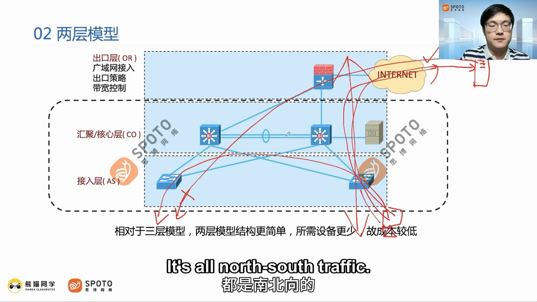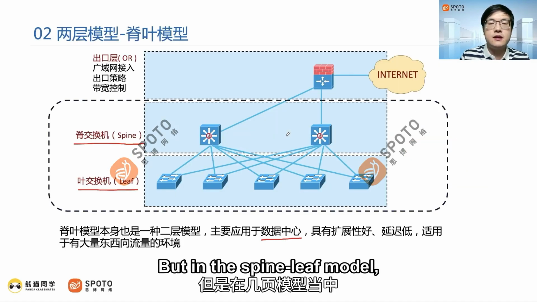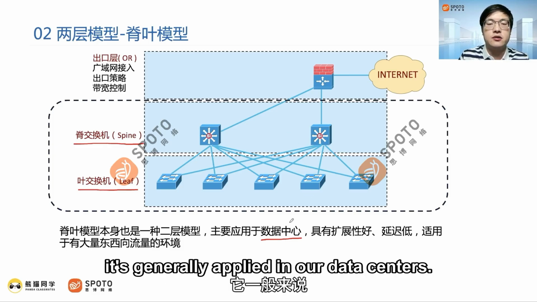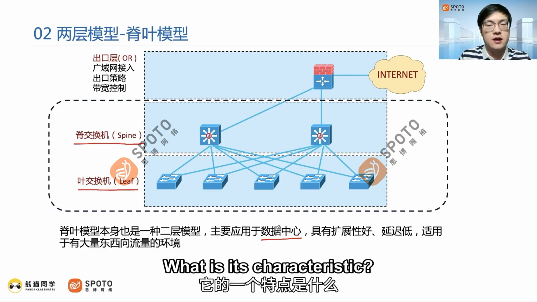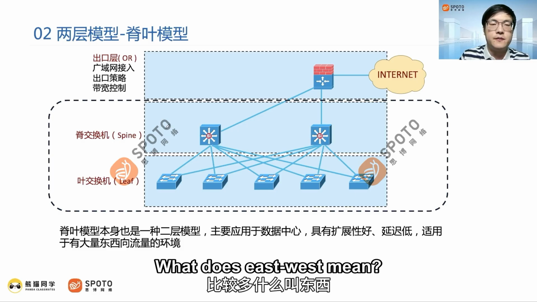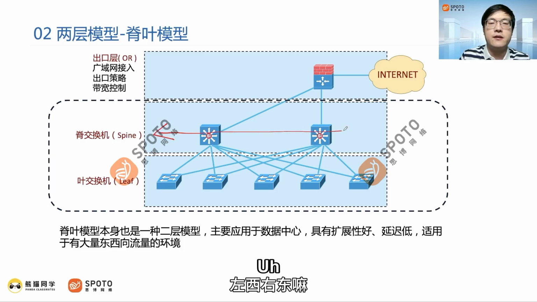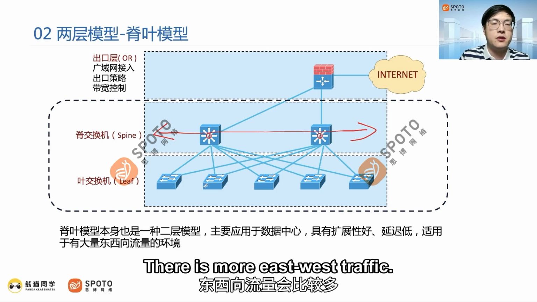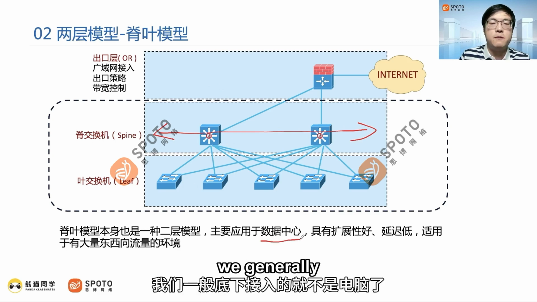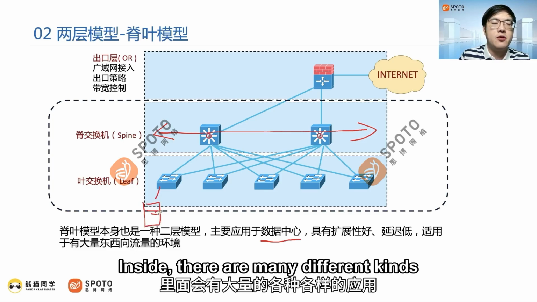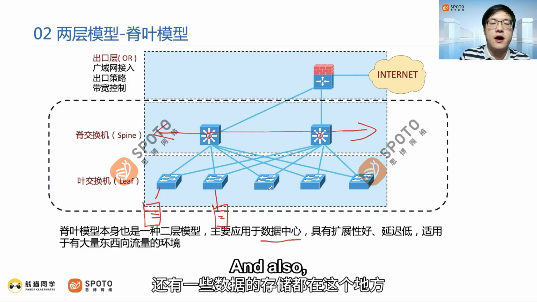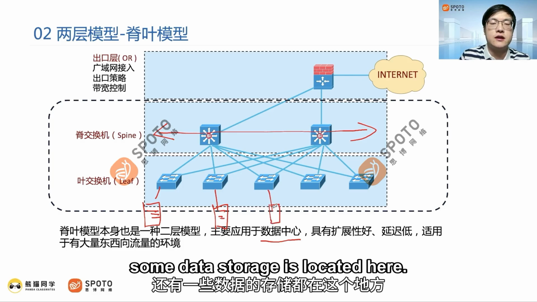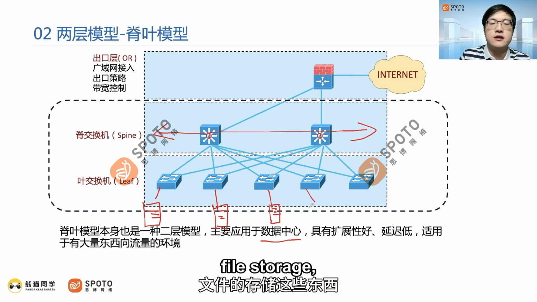It's all north-south traffic. But the spine leaf model is generally applied in our data centers. In data centers, what is its characteristic? It has more east-west traffic. What does east-west mean? Left is west, right is east. There is more east-west traffic because in a data center, we generally don't connect computers at the bottom. They are servers, and inside there are many different kinds of applications. And also, some data storage is located here: databases, file storage, things like that.